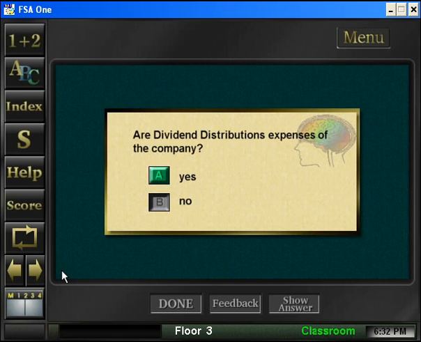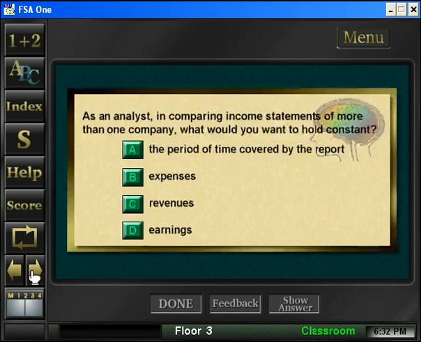Correct. Dividend distributions do not represent assets used in the pursuit of revenues. It is not necessary for a company to pay dividends in order to earn revenues. Yes, financial analysts would agree that the accounting period should be consistent.